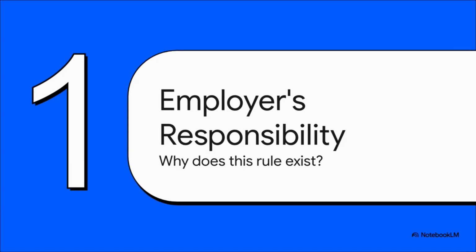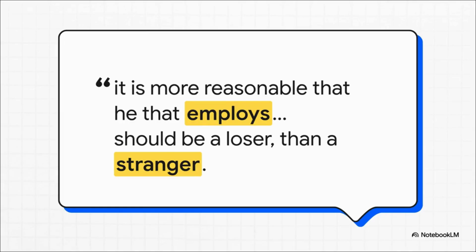So let's start with the big question. Why? Why do we have a rule that seems to blame someone who wasn't actually at fault? It feels a bit strange, right? Well, the reasons behind it are all about fairness, justice, and public policy. And you know, this isn't some newfangled idea. This quote shows that way back in the year 1700, the courts were already grappling with this.